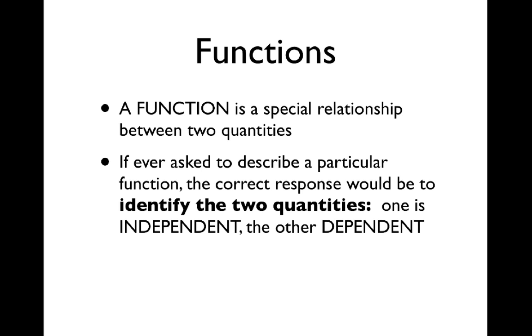So tell me about this function. What's it about? It's telling me what the temperature is, in a certain location, depending on the time of day, or the number of minutes after noon. So my independent quantity would be the number of minutes after noon, and my dependent quantity would be the temperature at that location. So temperature depends on the time. Temperature is dependent, time is independent.